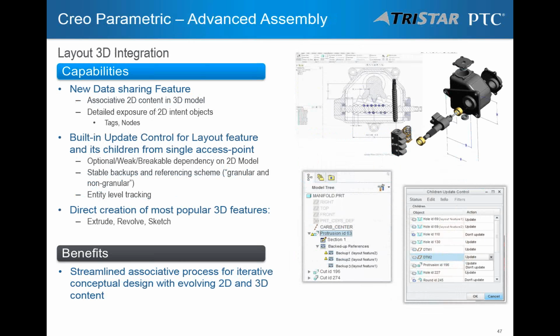We have new abilities to integrate the layout tool into our three-dimensional models. We have some new data sharing features, a built-in update control for the layout feature and its children from a single access point, and direct creation of most popular 3D features, extrude, revolve, sketch, using the layout geometry. Benefits for this are the streamlined associative process for iterative conceptual design and evolving 2D and 3D content.